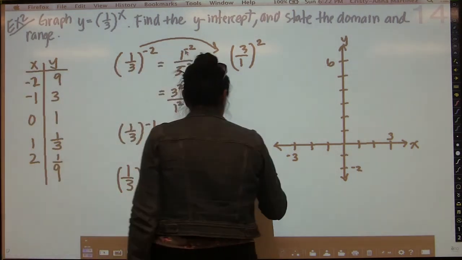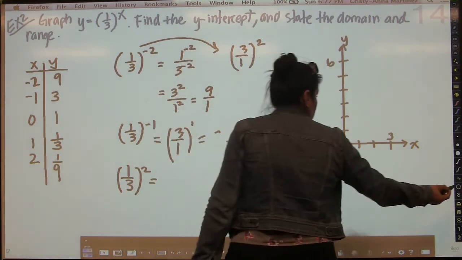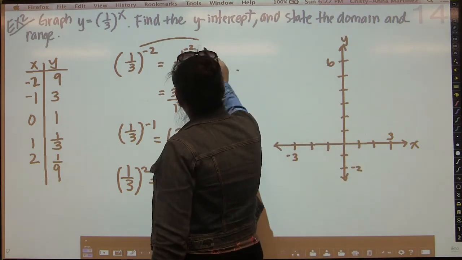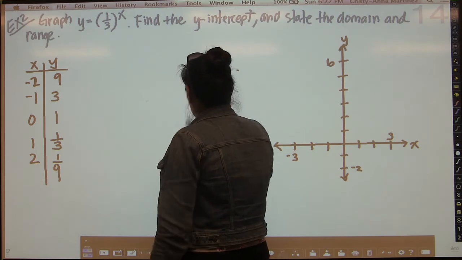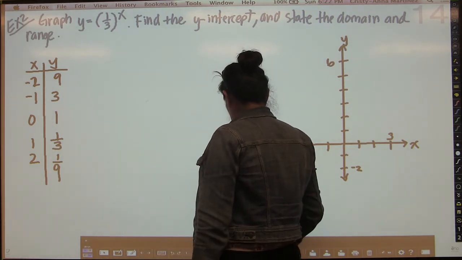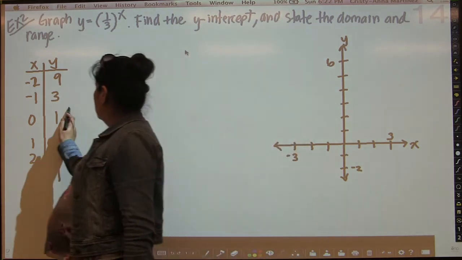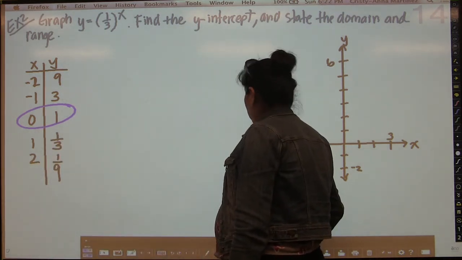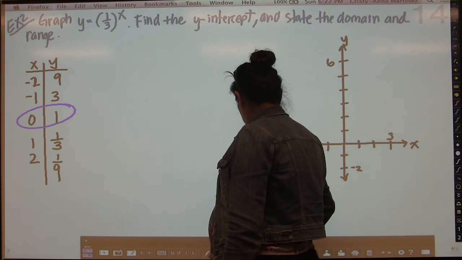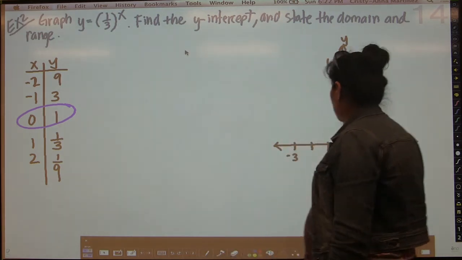So now I'm going to erase this stuff to give me some more space here. And again, we have found the y-intercept is (0, 1). And we're going to discuss the range in a bit. First, we're going to graph this little guy.